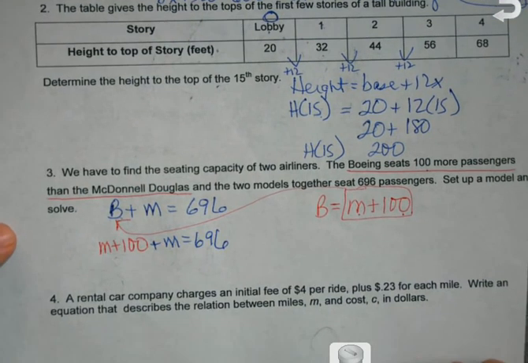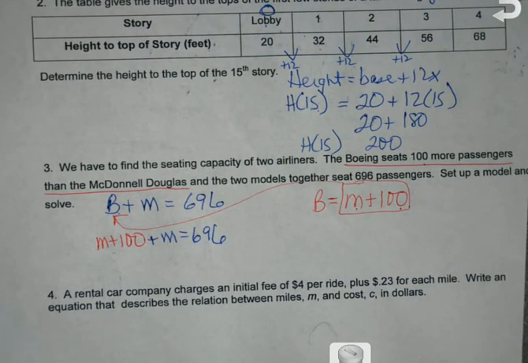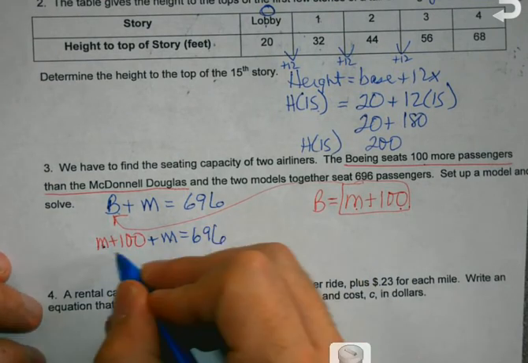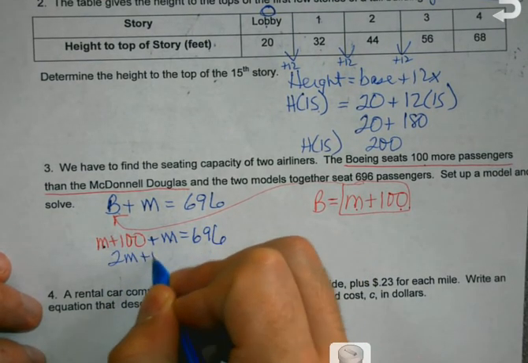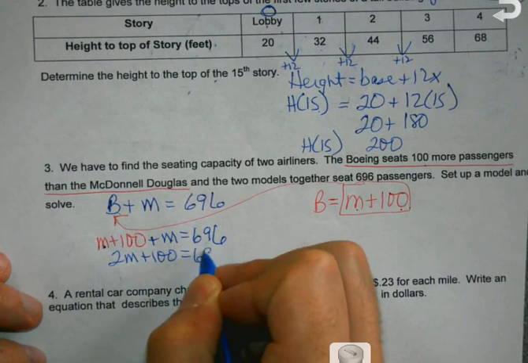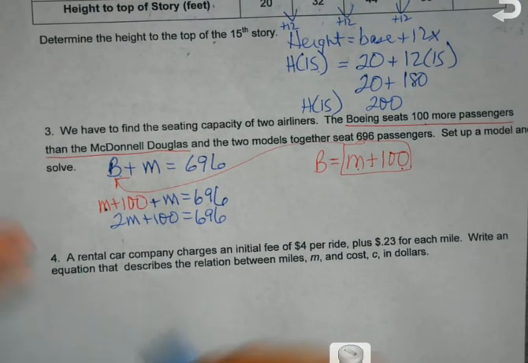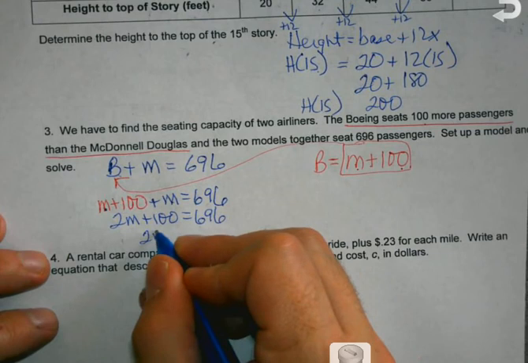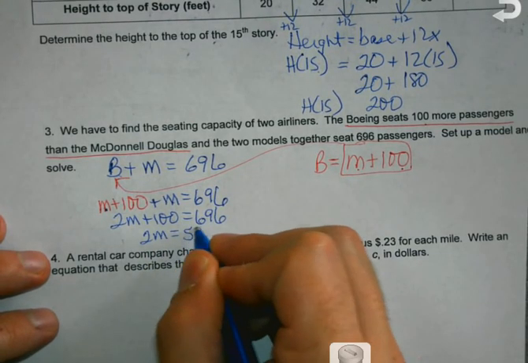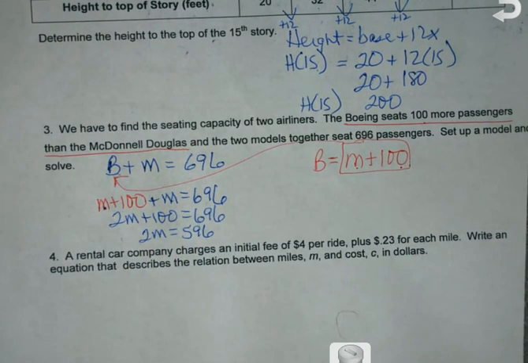And I also could have done the same thing with McDonnell Douglas, but I'd have had M equals B minus 100 because I'd have 100 less than. But by getting it to one variable term, now I can just solve this, and it'll let me know how many people could sit on the McDonnell Douglas plane.